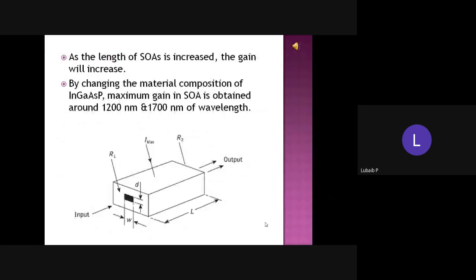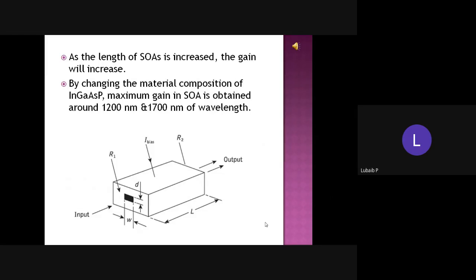As the length of the semiconductor optical amplifier is increased, the gain will increase. That is, if the length of the semiconductor optical amplifier increases, the gain of that amplifier will increase. That is an important thing. How it increases the gain and other things we will discuss in the next slide. By changing the material composition of indium gallium arsenide phosphide, maximum gain in the semiconductor optical amplifier is obtained around 1200 nanometer and 1700 nanometer wavelength.